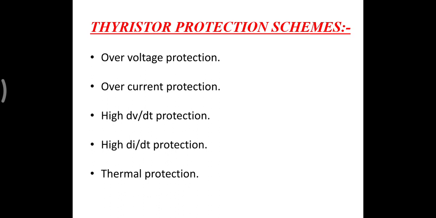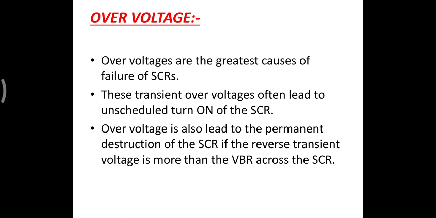So let us see the over voltage protection scheme. This consists of 2 topics: one is internal over voltage protection and second one is external over voltage protection. In over current protection also there are 2 cases we have to consider: one is internal over current protection and second one is external over current protection. So let us see how we get over voltages in our circuits.